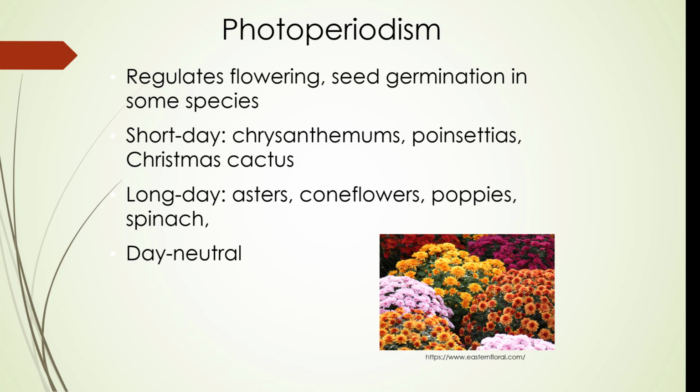Photoperiodism regulates flowering and seed germination in some species. So short day plants would be chrysanthemums, poinsettias, Christmas cactus. Long day plants would be asters, coneflowers, poppies, spinach, and many plants are day neutral. It doesn't really matter how much light they get, they will still bloom.